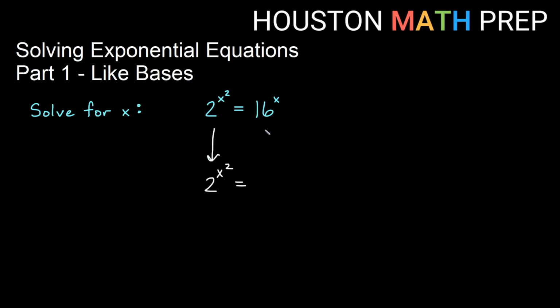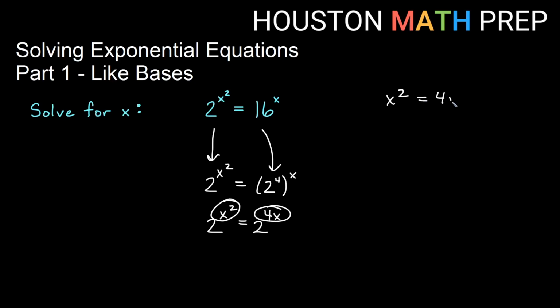Interesting power there, right? We want to think of 16 as 2 to the 4th power. So that'll be 2 to the 4th to the x. Let's go ahead and multiply our exponents here. So that will give us 2 to the x squared equals 2 to the 4x. Now that both sides are base 2 exponentials, I can set the exponents equal to each other. When I do that, I get x squared equals 4x.